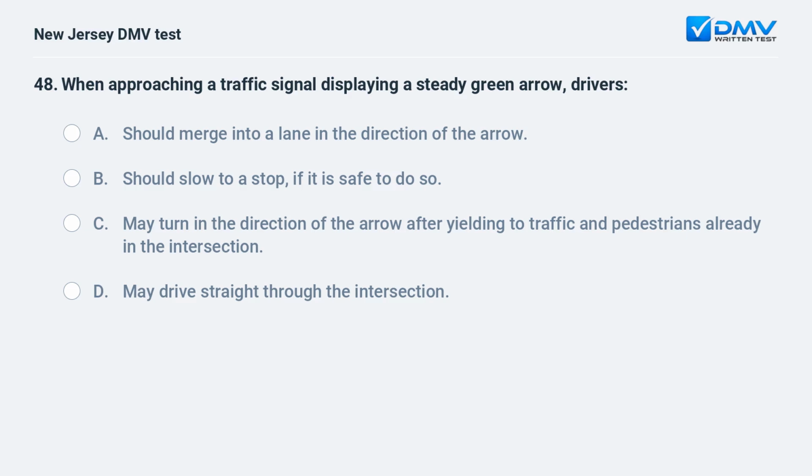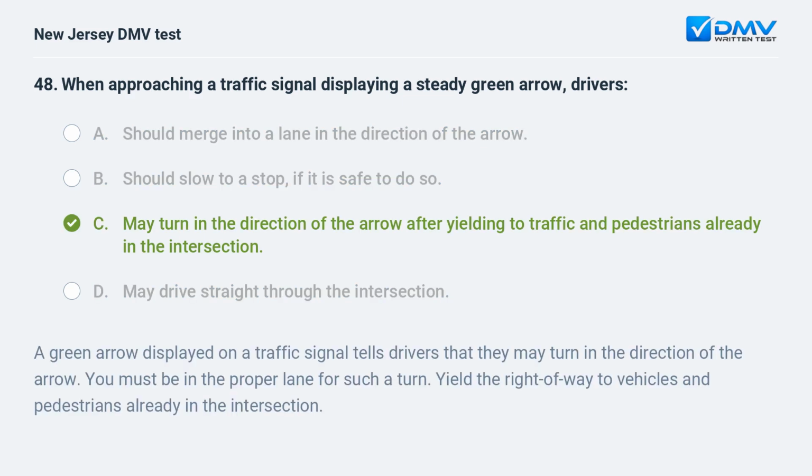When approaching a traffic signal displaying a steady green arrow, drivers: A. should merge into a lane in the direction of the arrow. B. should slow to a stop, if it is safe to do so. C. may turn in the direction of the arrow after yielding to traffic and pedestrians already in the intersection. D. may drive straight through the intersection.